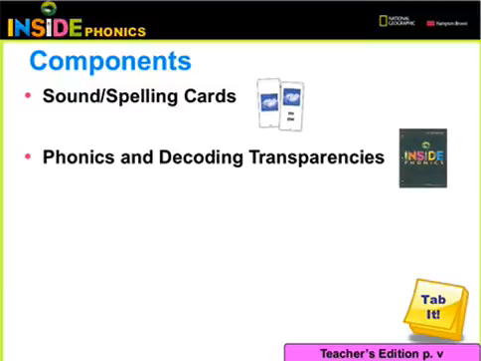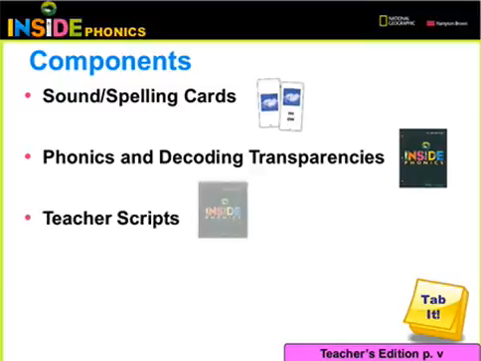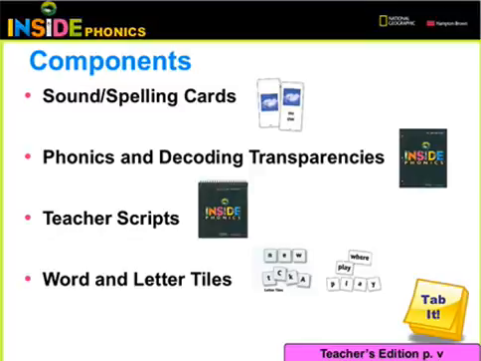Phonics and decoding transparencies are 92 full-color transparencies that visually engage students and introduce them to proactive decoding strategies. The teacher scripts are in a user-friendly spiral format for teaching with the transparencies at the overhead. Word and letter tiles are transparent tiles that you can use at the overhead to model blending, teach letter and word patterns and word structures, and provide students with practice building and spelling words.